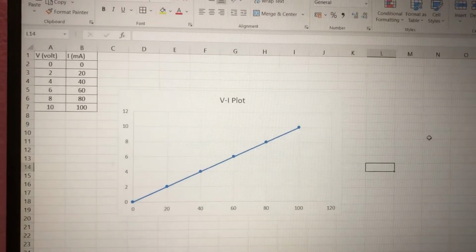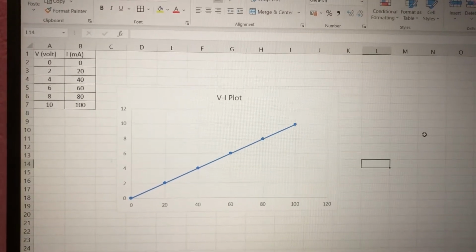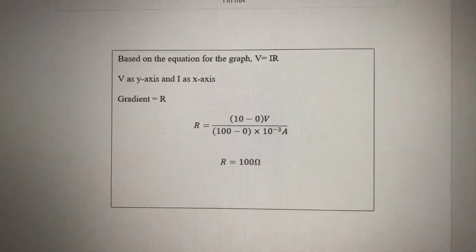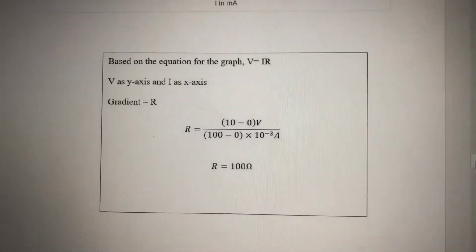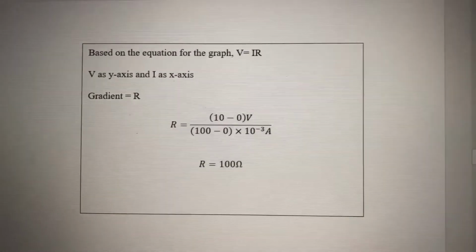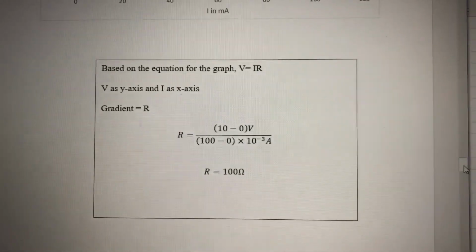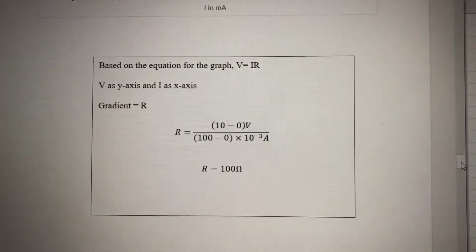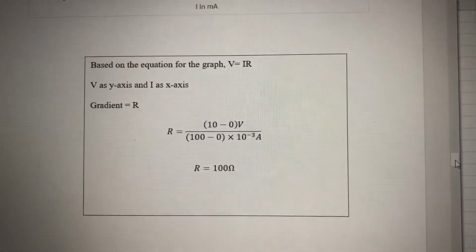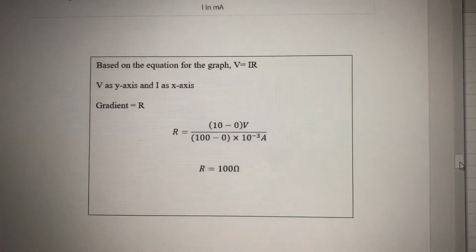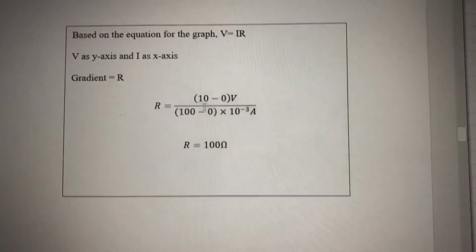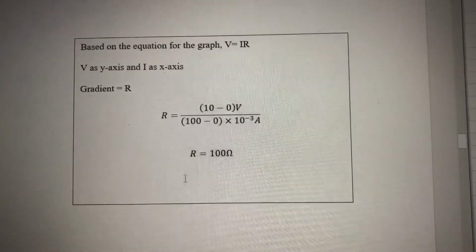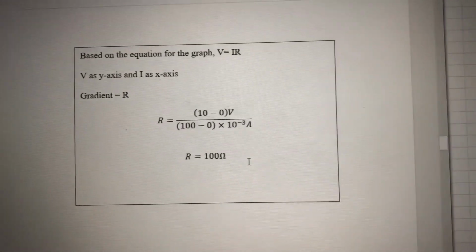Okay, this is my final graph for voltage against current. Based on the equation for the graph V equal to IR, I found the gradient is actually equal to R. So I got R equal to Y2 minus Y1 over X2 minus X1. So I take the value from the graph, which is 10 minus 0, and then 100 minus 0 times 10 power of negative 3 ampere. So I got the gradient or the R value for this table is 100 ohms.